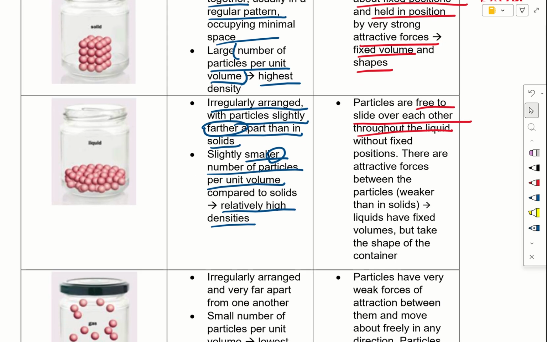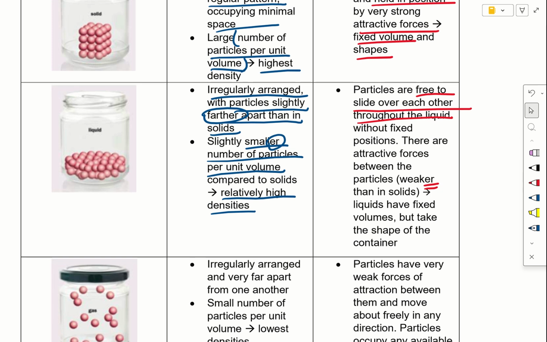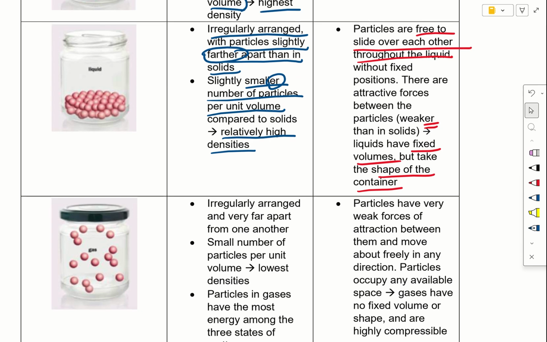There are also attractive forces between the particles, but they are weaker. So again, we do a comparison with the solid, so it is weaker. And therefore, this gives liquids a fixed volume, but they will take the shape of the container, whereas solids have a fixed shape.